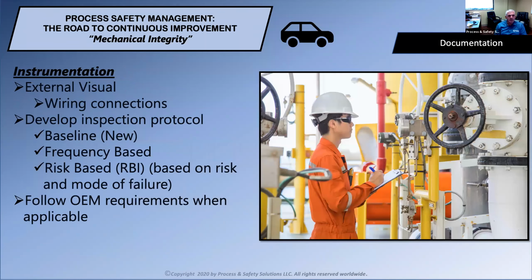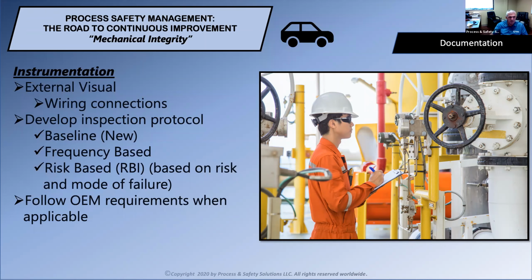So instrumentation includes not only external visual, looking for things like wiring connections, making sure valves are locked open or valves are locked closed, etc. There can be a number of things, making sure the tubing is not kinked, making sure that the wiring itself and cabling is well connected. All of these things are part of your external visual inspection.